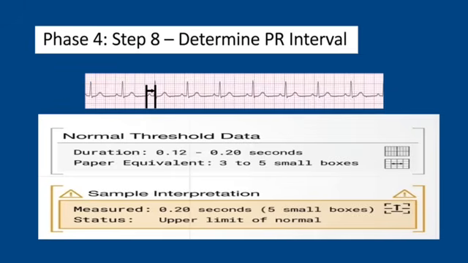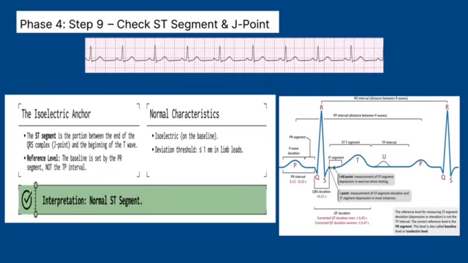Then check the ST segment, and the ST segment is a segment which starts from the end of the QRS complex at a point we call the J point, to the beginning of the T wave. It is normally isoelectric, and you assess this isoelectricity by looking at the PR segment here. If it is at the same level, then it is isoelectric.